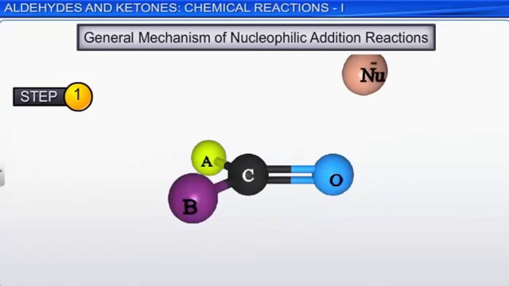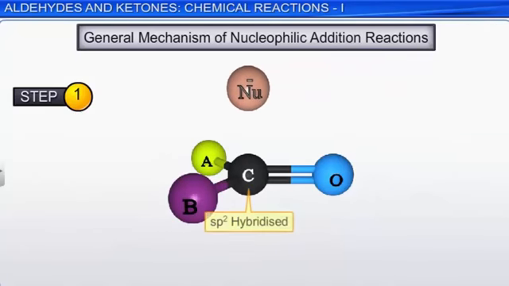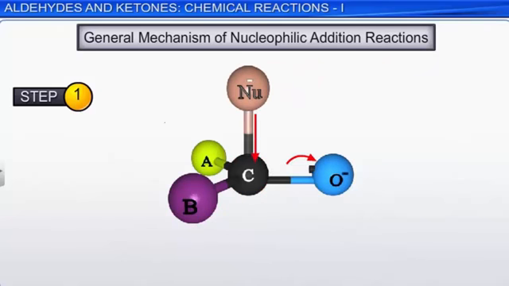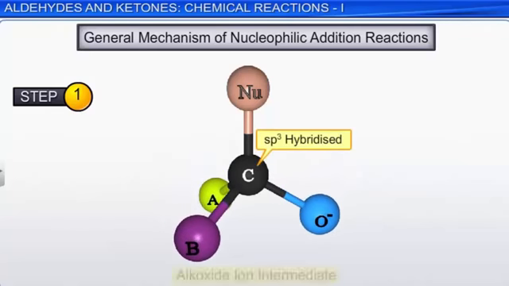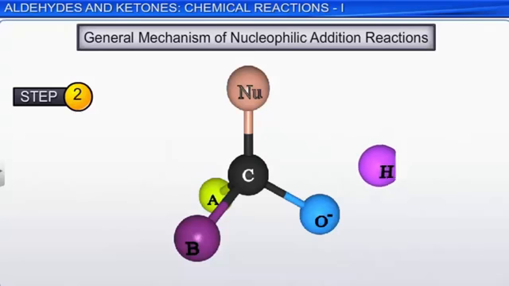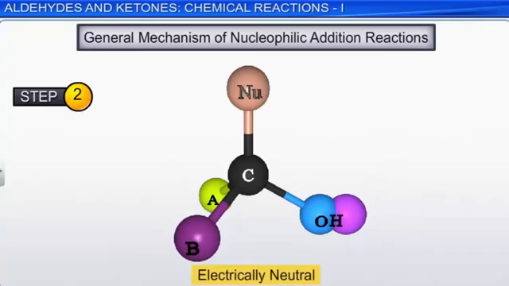As the nucleophile forms a bond with the sp2 planar carbonyl carbon atom, the electron pair of the carbon to oxygen pi bond shifts to the carbonyl oxygen. The carbonyl oxygen easily accommodates the electron pair to produce a tetrahedral sp3 alkoxide ion intermediate. In the second step, the alkoxide ion captures a proton from the reaction medium to give an electrically neutral tetrahedral product.